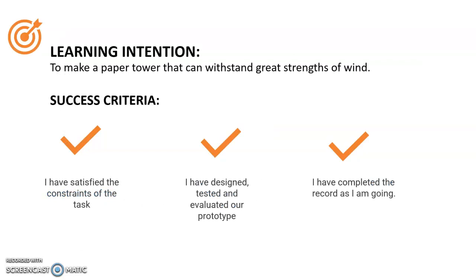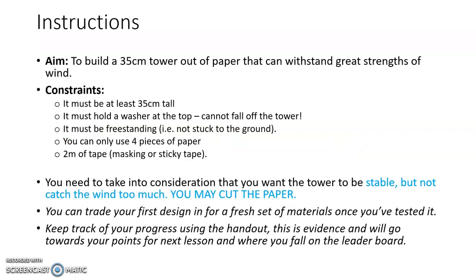So guys, you've already come up with a basic design in your books yesterday. Today, you're starting to bring that design to life. I'm assuming most of you guys will have the materials at home. So, aim, you need to build a 35 centimeter tower out of paper that can withstand great strengths of wind. Your constraints. So these are the things it must be or must have.